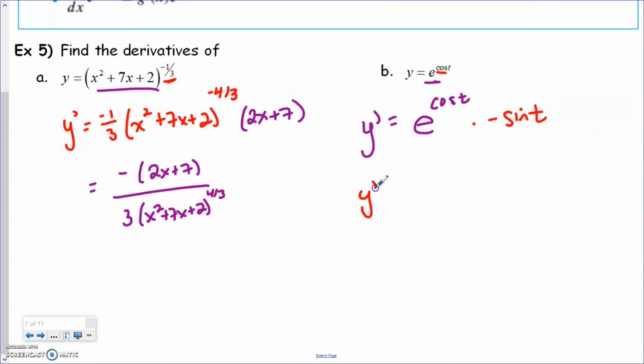And we can rearrange this to make it look a little neater. So we have negative sine of t times e to the cosine of t power. Okay, and you really don't have to arrange that. Just make sure you pull the negative out front so you don't lose it, or it doesn't look like subtraction.